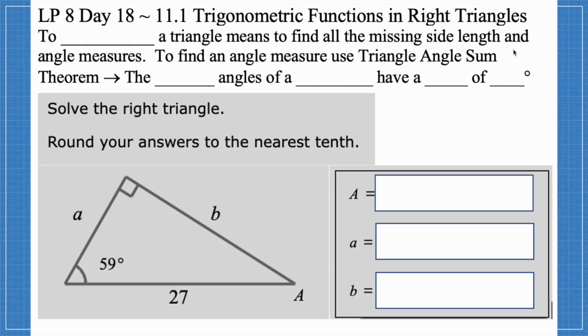All right, so now we're going to look at how to solve a triangle using the trigonometric functions. To solve a triangle just simply means to find all the missing side lengths and angle measures. To find an angle measure, we can use the triangle angle sum theorem. Remember, that means that the three angles of a triangle have a sum of 180 degrees. So that's if we have at least two of the angles, which we need.